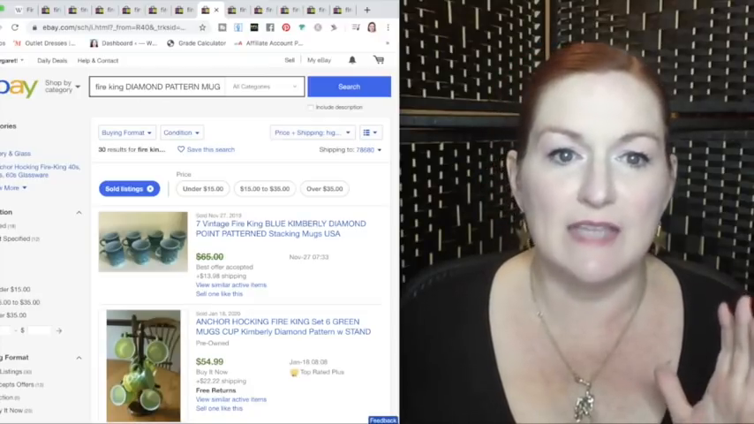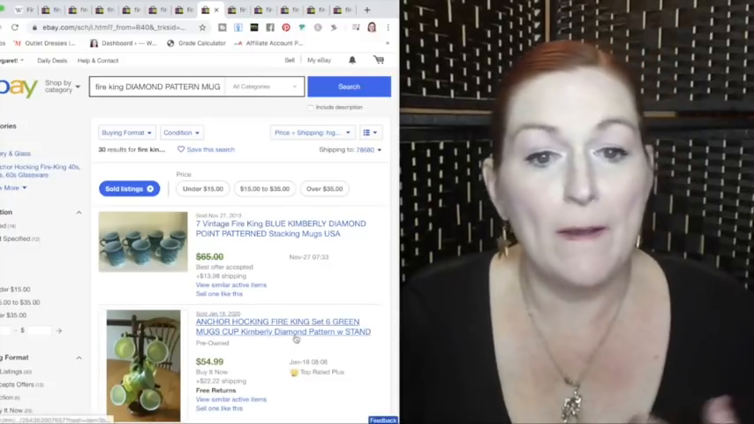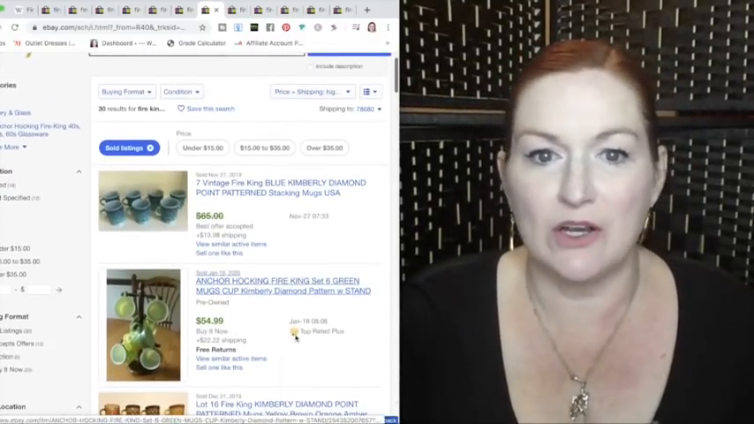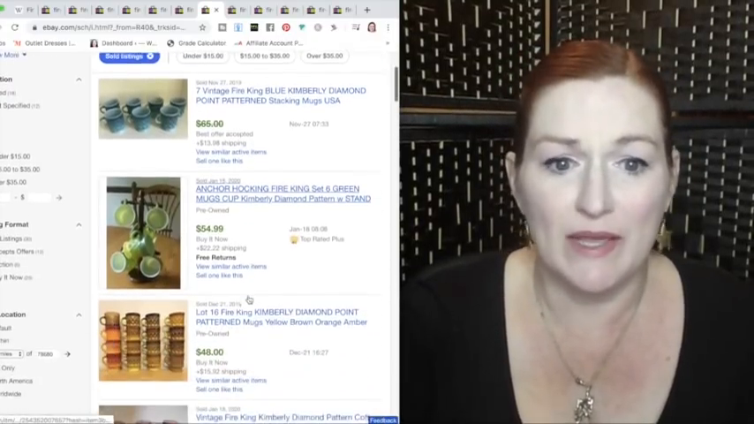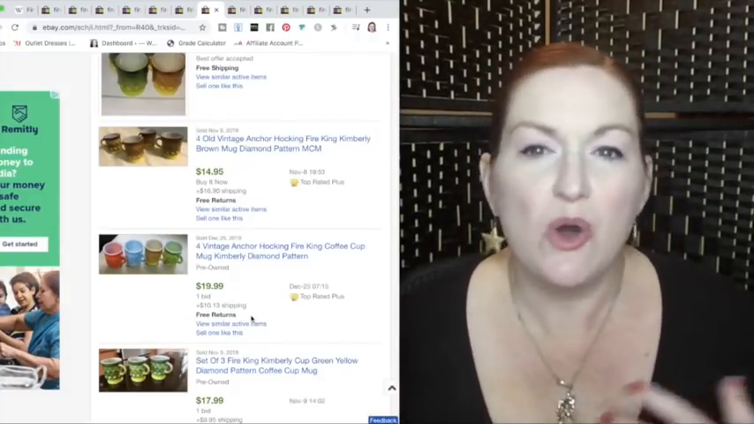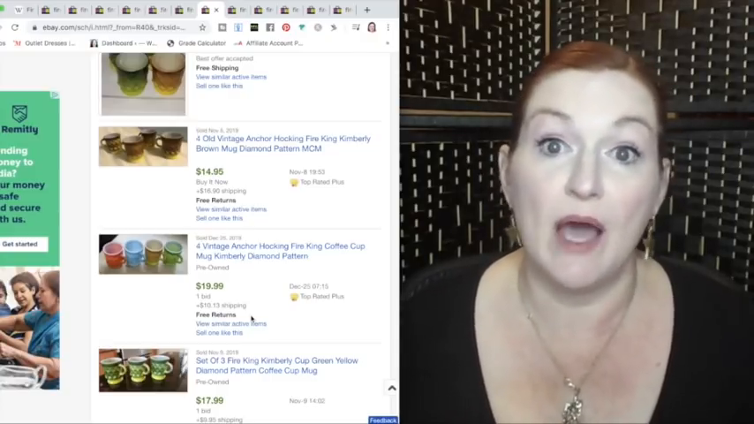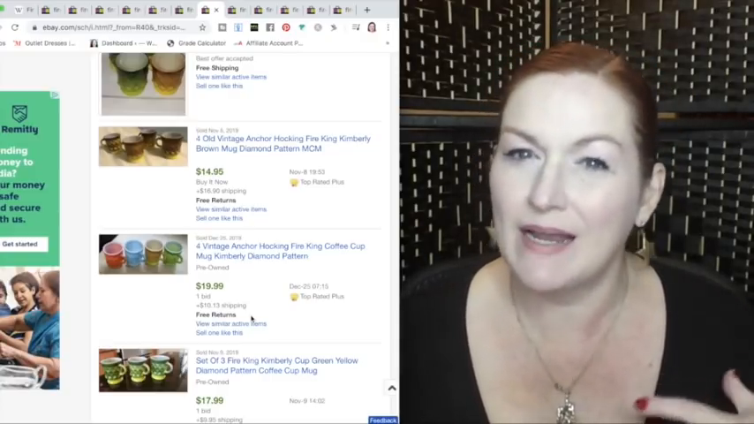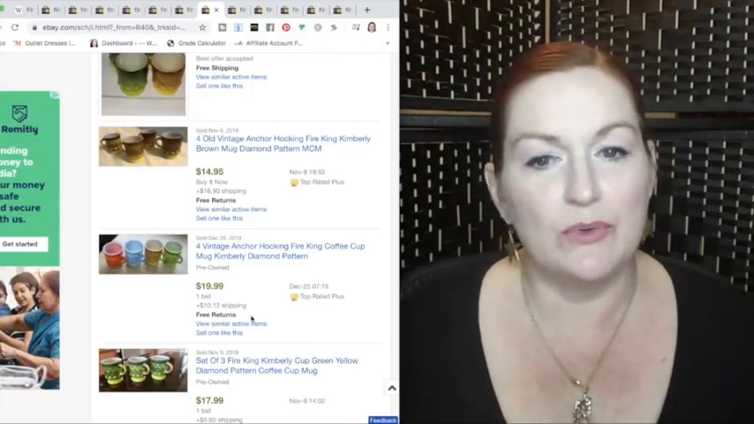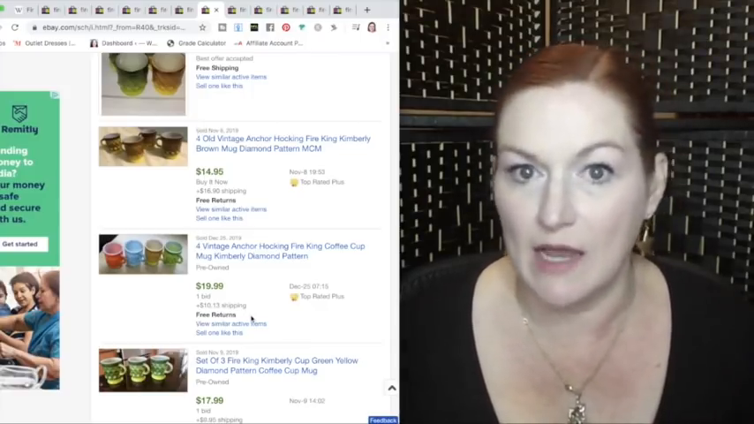is this diamond pattern mug. So they can sell for a little bit more, but not always. The prices are kind of all over the place. So as you can see, there are some of these diamond pattern mugs that do okay, and then there are others that you have to lot so many of them up to make a profit that it might not even be worth it. So it might be worth just looking it up to see if the color you've got is a desirable one.